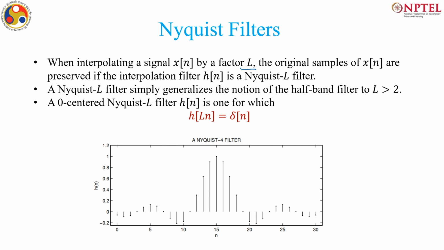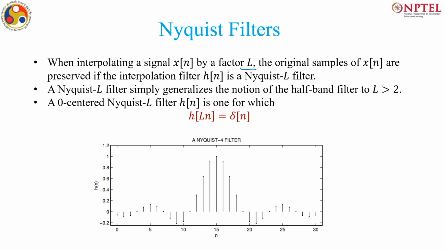So, when we extend this for a factor of L, such kind of half band filters are called Nyquist L filters, and this is the general criteria or the general condition for a 0 centered Nyquist L filter, that h of Ln, where L is the factor by which we are upsampling, equals delta n.